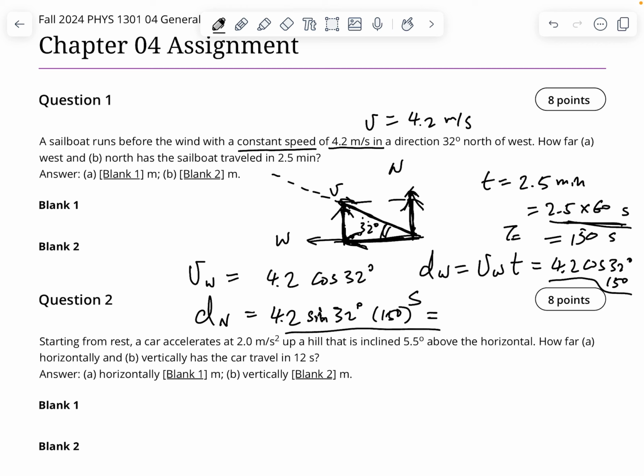Make sure you don't confuse this with the angle between the vector and the x-axis. You use this angle because the question asks about west and north. You just look at what this velocity is times time, and what this velocity is times time. It's the distance traveled in west and north.